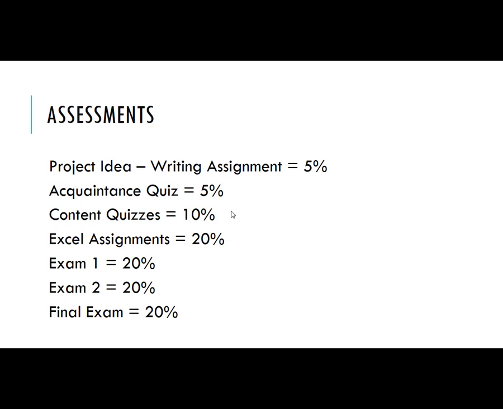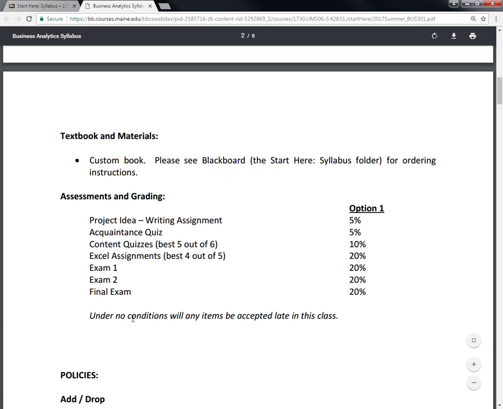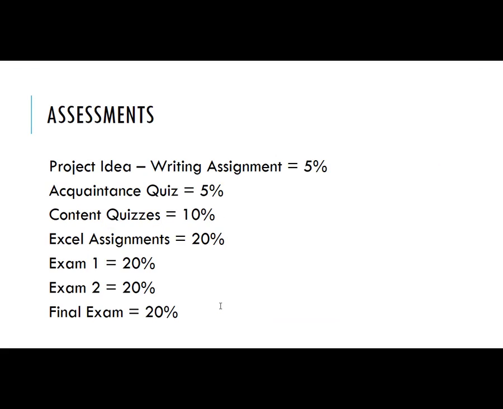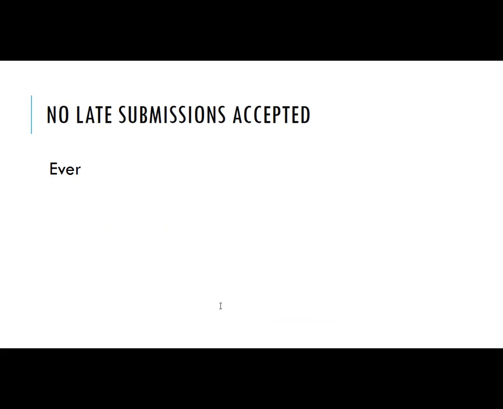The acquaintance quiz is to make sure that you've read the syllabus, read the expectations document, and know where to navigate within Blackboard, right? Just to make sure that you know what's actually going on. Then there are quizzes on the content of the book and the videos and the other material. Those count for a total of 10%. There are multiple Excel assignments throughout the course that you'll hand in on Blackboard. That's 20%. There are 3 exams, each worth 20%. The final exam is cumulative, right? And then under no conditions will any items ever be accepted late in this course, ever, right?